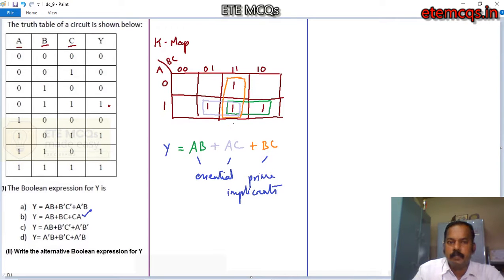This is based on K-map. There can be more than one Boolean expression that corresponds to a function. Function y can have more than one Boolean expression. Okay, there is no restriction on this. It can have more than one Boolean expression.